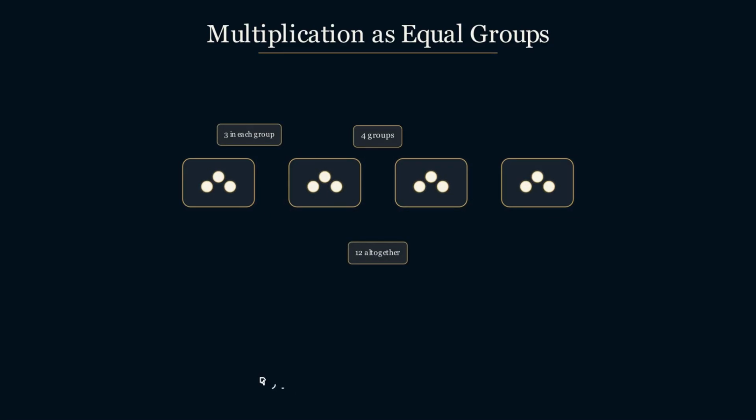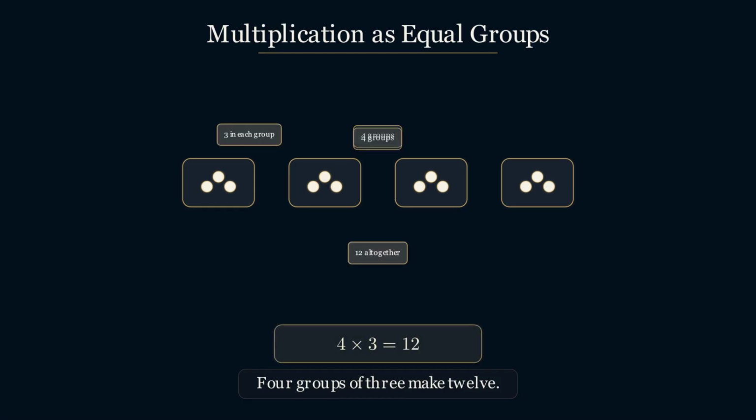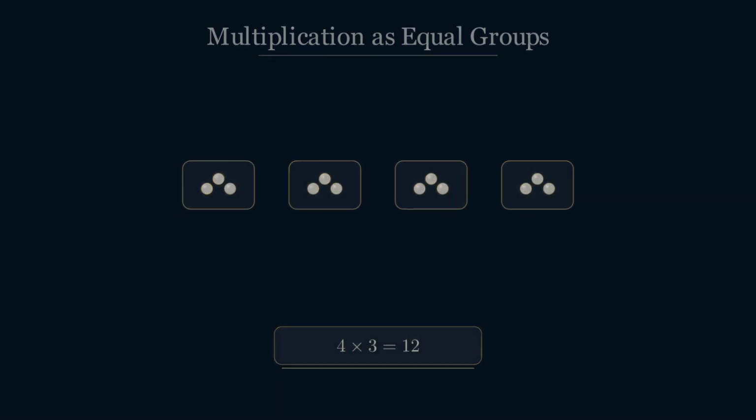If every group is equal, we can build the total. 3, 6, 9, 12. So 4 groups of 3 make 12. The equation comes from the picture. 4 groups times 3 in each group equals 12 altogether. 4 times 3 equals 12.